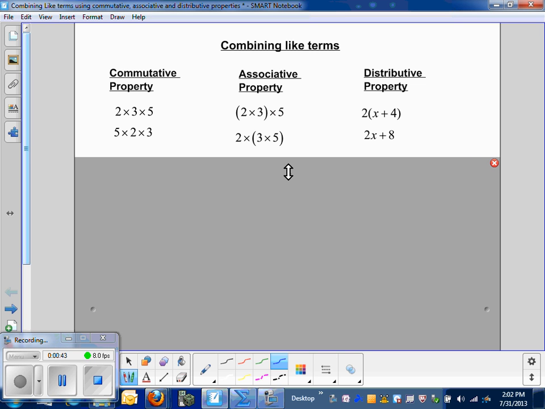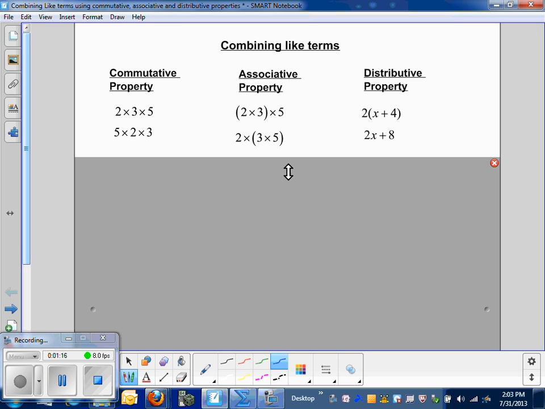The associative property can be used for multiplication and addition. With the associative property, we change the grouping. In the first example, I have 2 times 3 grouped together, times 5. If I were to simplify that, I could say 2 times 3 is 6, times 5 is 30. By regrouping it, I now have 2 times, and then 3 times 5 grouped together. So 3 times 5 is 15, and then multiplying that by 2 will also give me 30.